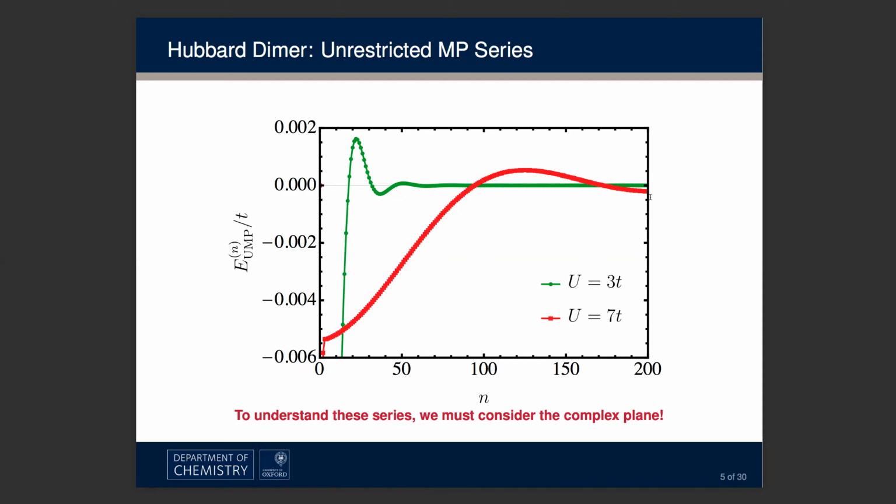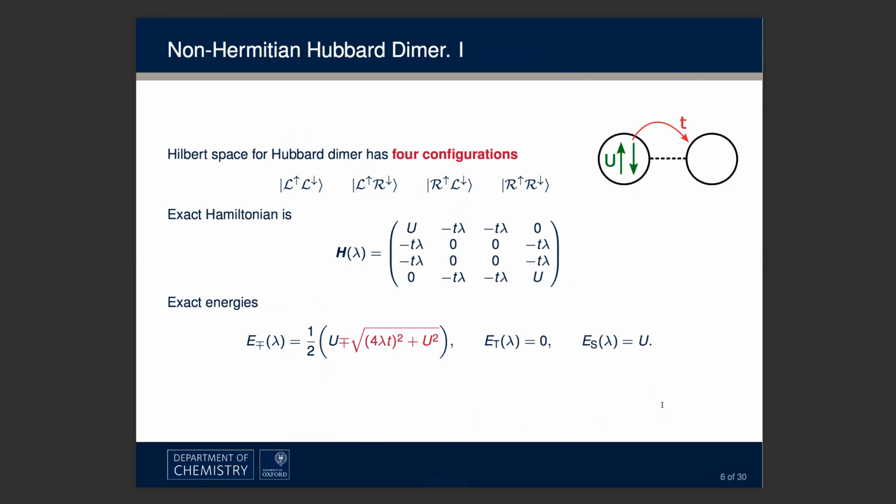So in fact, this slow convergence of unrestricted Møller-Plesset theory has been known since early works in the 1980s and has long been thought to be caused by the spin contamination in the wave function. But to understand these theories, we're going to take a look at what happens in the complex plane. So when we extend our models to the complex plane, we're going to be looking at what would be a non-Hermitian electronic structure theory.